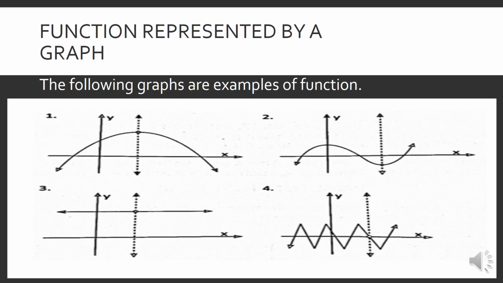Example, the following graphs are examples of functions. We have here our x-axis and the y-axis. And the graph of our function is this curve. If we draw a vertical line anywhere along the graph, it will only pass through the graph at one point. So therefore, this graph is a function.